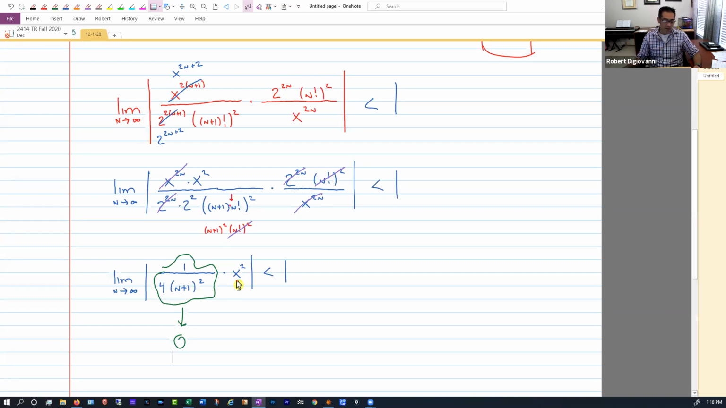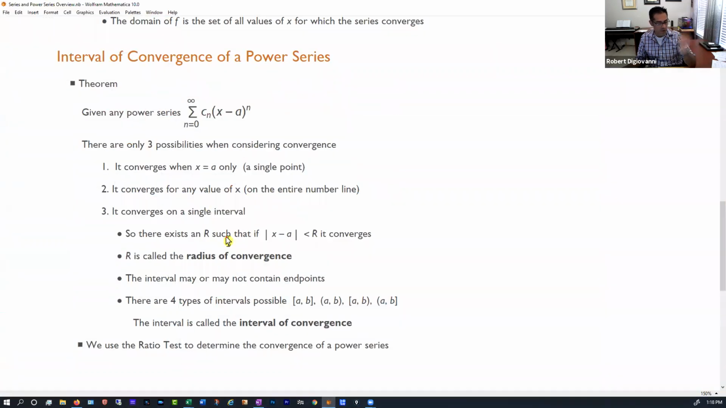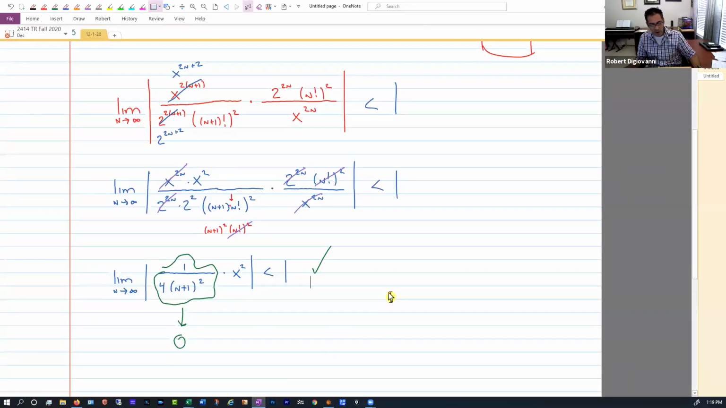I don't care if it's a trillion, cajillion, gazillions raised to the whatever. That multiplied times something that's headed to 0 is eventually going to be less than 1, eventually. So this is always true, right? Regardless of x. Always true. So which of these 3 cases do we have? 1, 2, or 3? 2. We have case 2, which means that the radius of convergence and interval of convergence are, let's see.